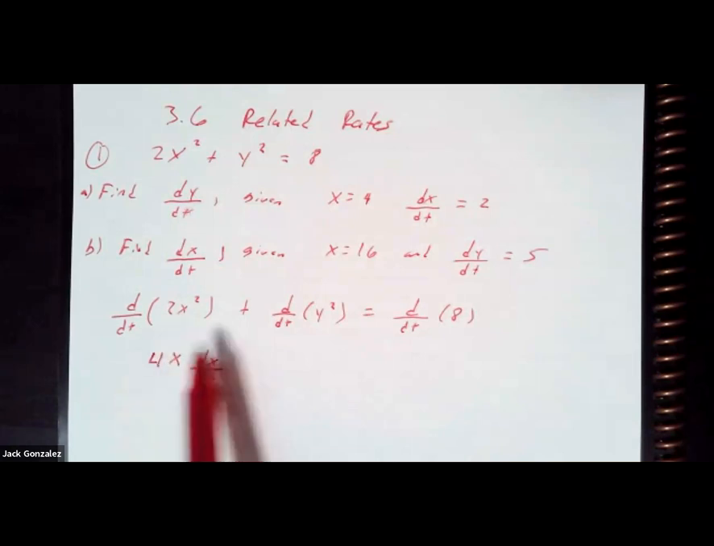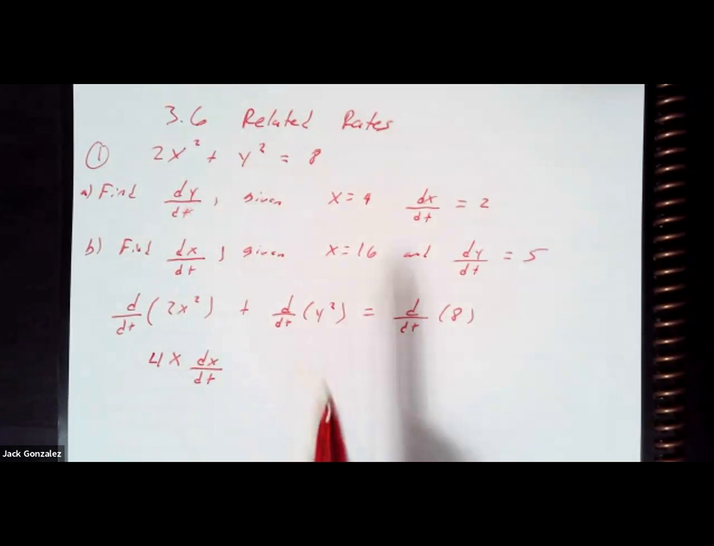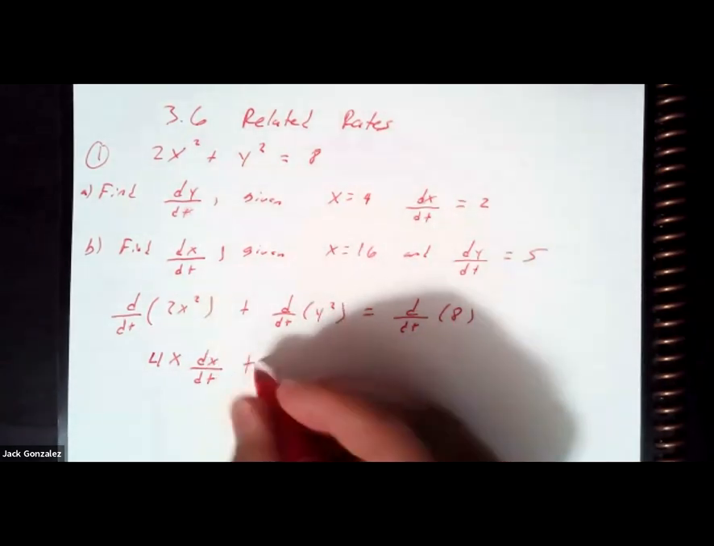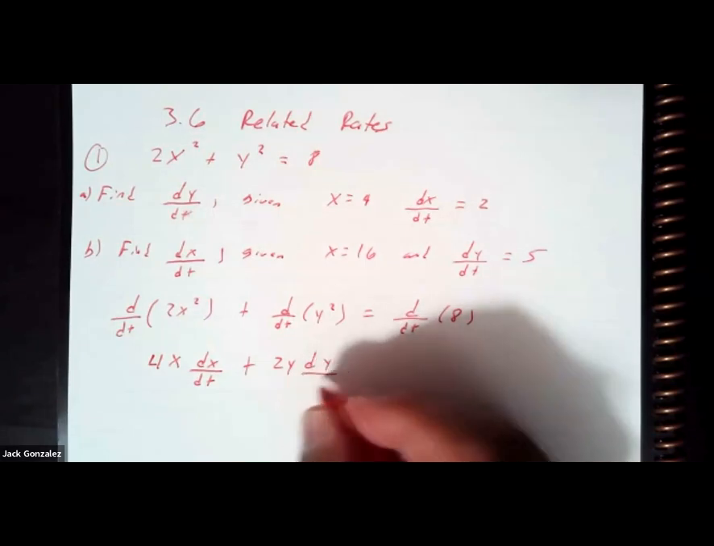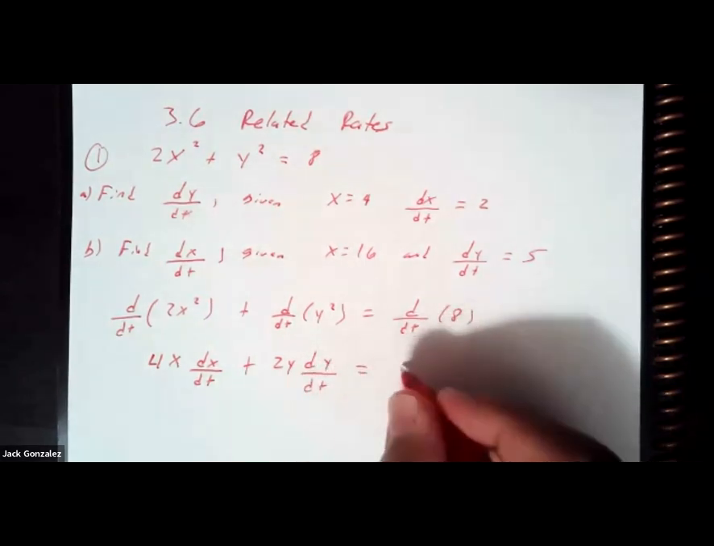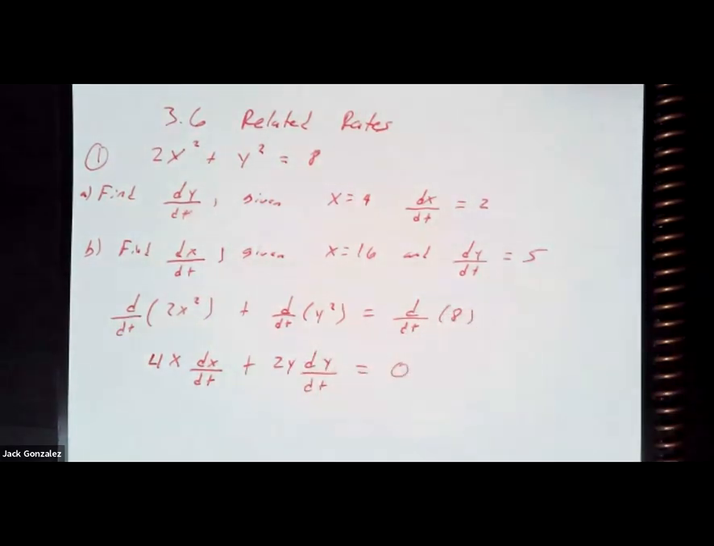So that's our implicit piece. This guy will be 2y, right, times dy/dt. Does that make sense? Yeah, makes sense.